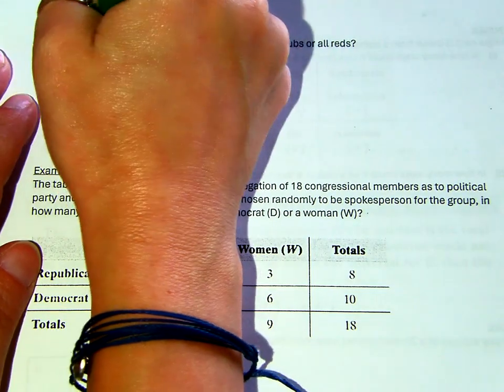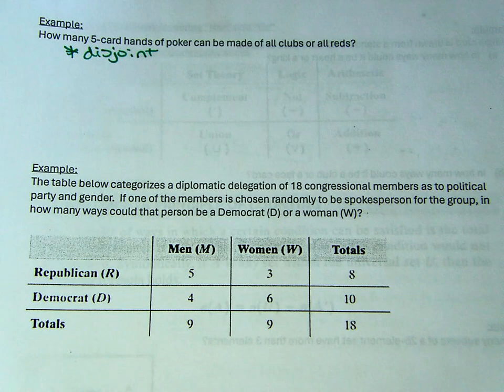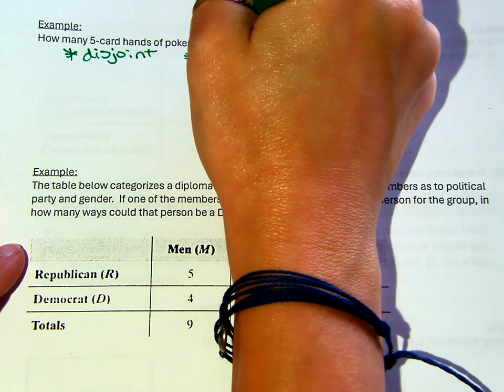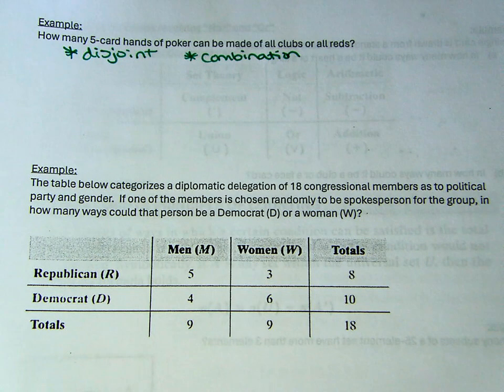And when it comes to our poker cards, the order doesn't matter. The order that they come up in my hand does not matter. And when order doesn't matter, when I'm selecting cards or choosing cards, I'm doing a combination. So it's not a permutation, it's a combination. So those are 2 things to consider.